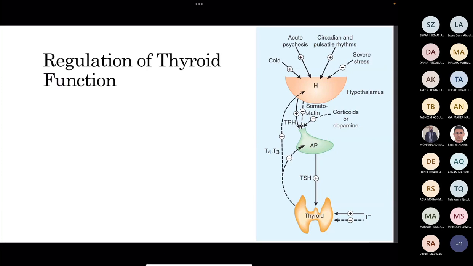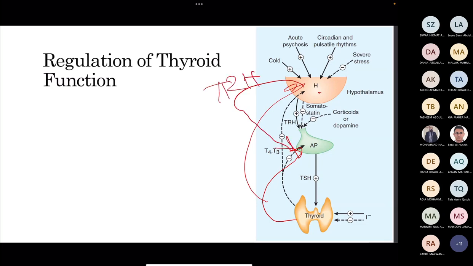Now, definitely the hypothalamus, pituitary, and thyroid are regulated by feedback inhibition. T4 and T3 normal levels would lead to inhibition of the hormones that are secreted from the hypothalamus and pituitary. The hypothalamus releases thyrotropin releasing hormone to stimulate the anterior pituitary to release TSH, which is the thyroid stimulating hormone. And thyroid stimulating hormone goes to the thyroid gland and stimulates T4 and T3 release.